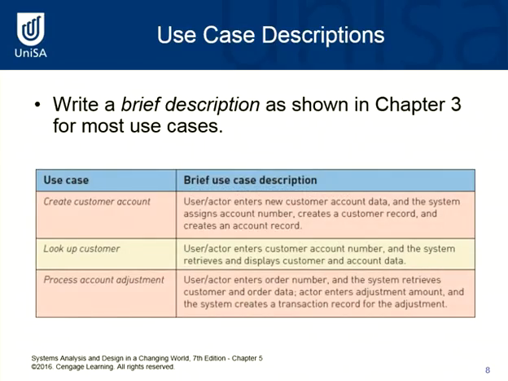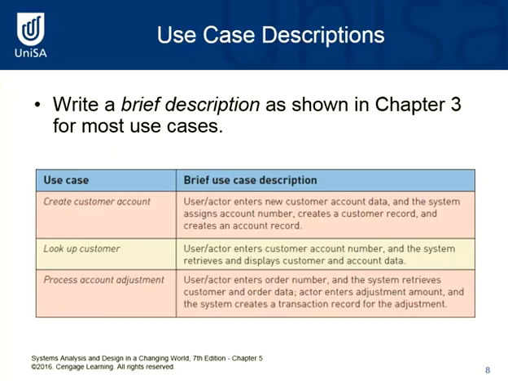So in summary, we've got our use case descriptions where we write a brief use case description as we talked about in Chapter 3. So for each of the use cases that you've identified in your use case diagram, you need to be able to provide a brief use case description, which pretty much identifies who the actor is, what they are doing, and what basically happens as a result of their action. How does the system respond? So we can see here the actor enters customer account number and the system retrieves and displays customer and account data.